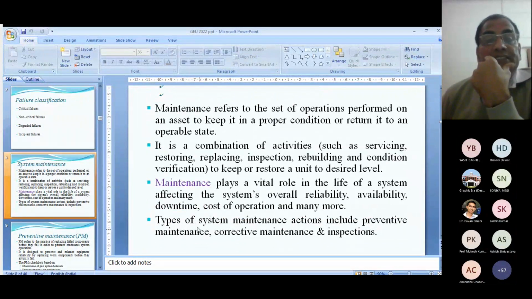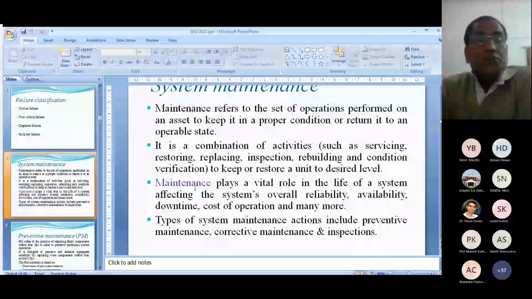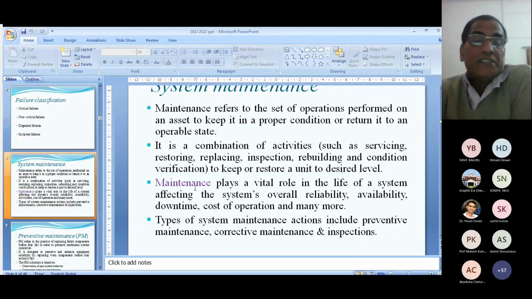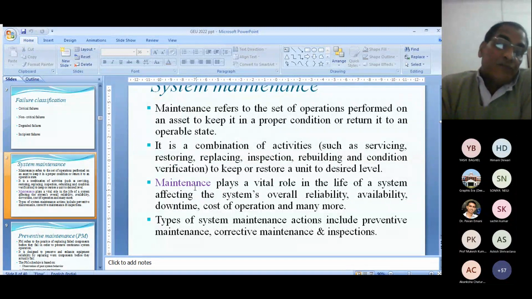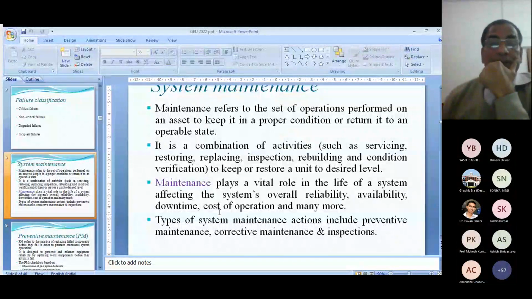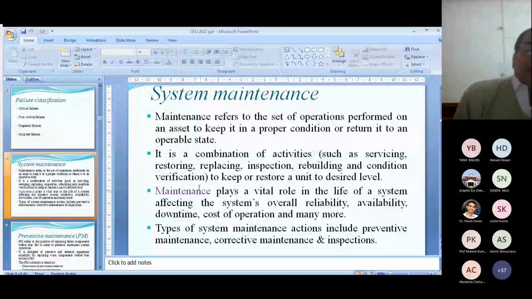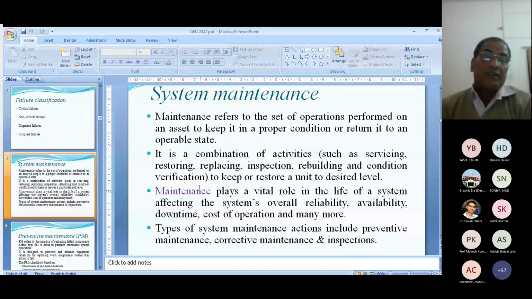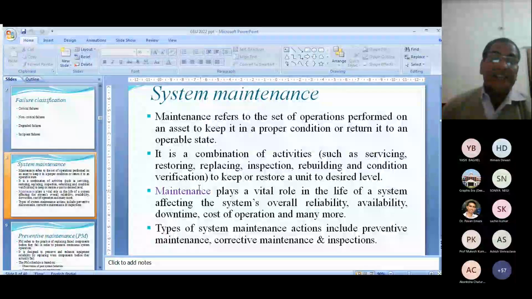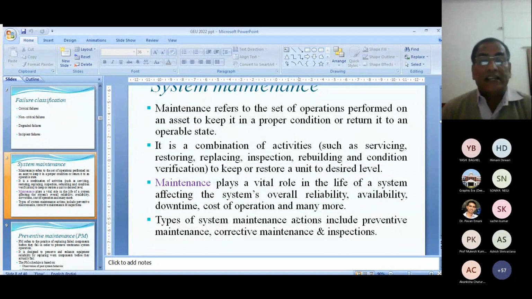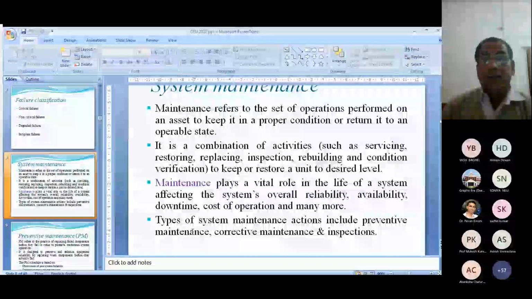As far as maintenance is concerned, in the study of reliability, availability is of course a special case of reliability. The maintenance section is one of the very important actions, and once maintenance is proper, then the overall reliability, availability, downtime, cost of operation and many more can be tackled easily. Hence, one has to consider the maintenance of the system. The company has to decide when to go for maintenance, when it is expected to be needed. Accordingly, they may decide. Types of maintenance may be classified as preventive maintenance, corrective maintenance, and inspection.